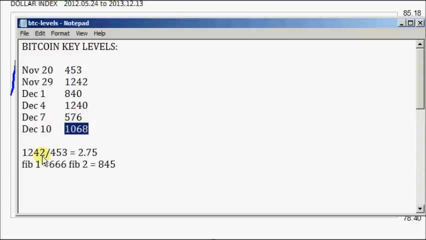Now, key Fibonacci analysis, high divided by low, and 1242 divided by 453 works out close to 2.75. Take that number to the power of 38.2%, multiply by the low, you get 666. To the power of 61.8%, you get 845. This level on December the 1st, pretty much a perfect hit. And then December the 7th, 576, which is about 100 off.